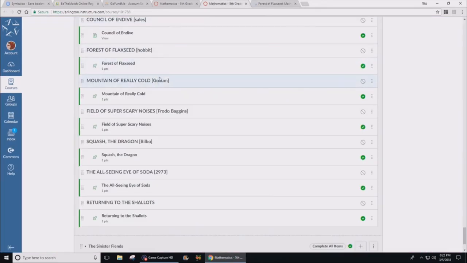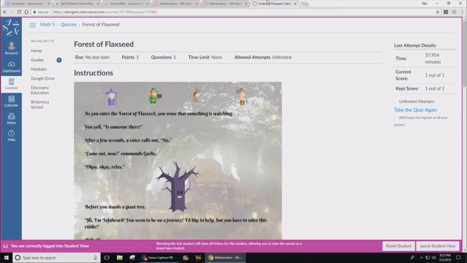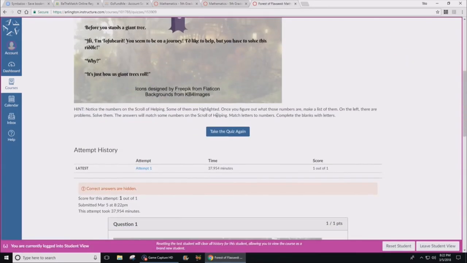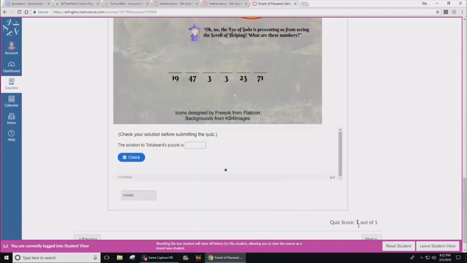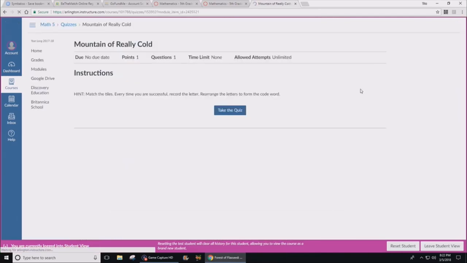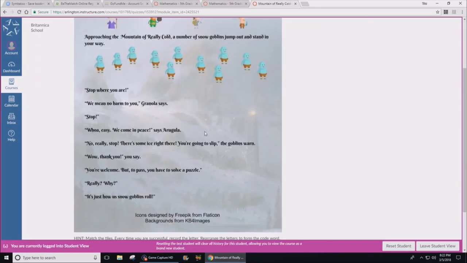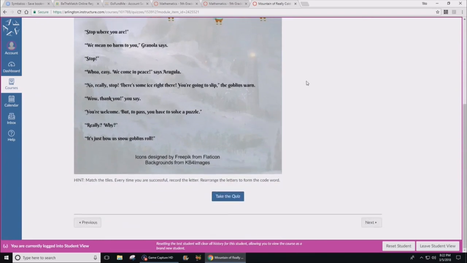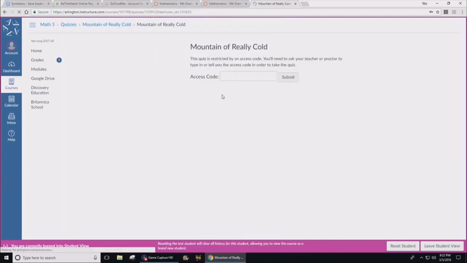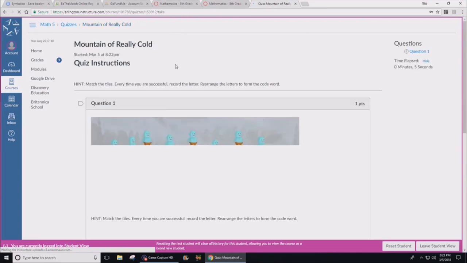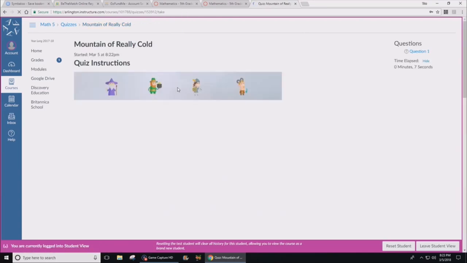If I forget, I can always come over here because, remember, in my headings I've also put the titles. I mean the clues. So Gollum would be next. All right, so we've already taken it. We've passed it. Let's move on. Now we're going to match the tiles. It says again, the story continues. They're meeting different characters. Let's take the quiz. We already said that it was Hobbit. I think I might put that lowercase. I can't remember if it's case sensitive in Canvas.